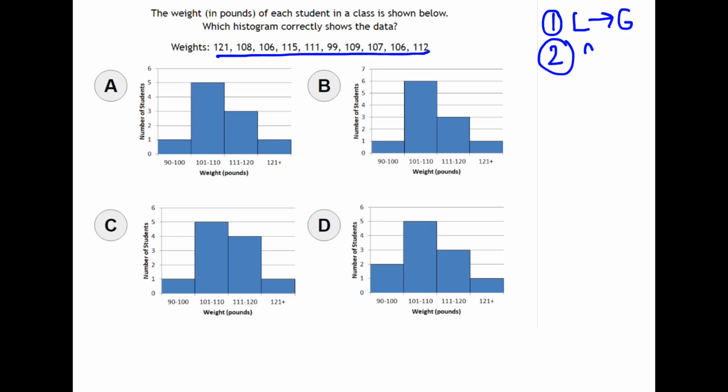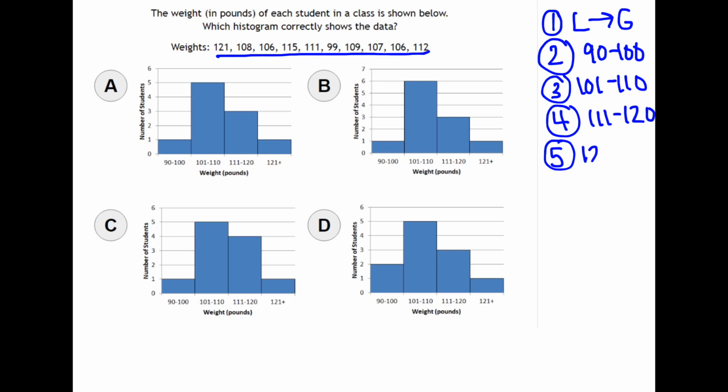So how many are from 90 to 100? How many of your numbers are 101 to 110? Then how many of your numbers are 111 to 120? And last, how many numbers are 121 or plus? And then you match the histogram with your results.